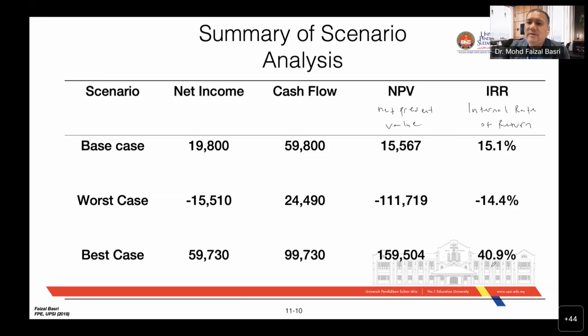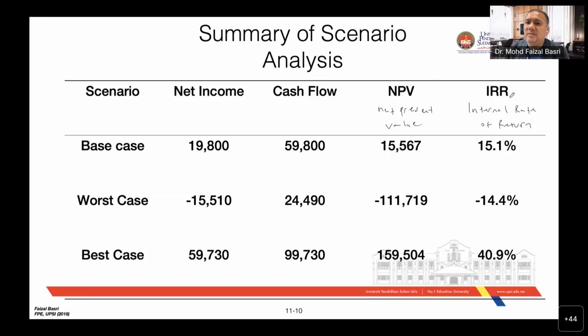Okay, so what can we read here based on our results? Obviously, for NPV, very straightforward. We expect the net present value to be positive. The higher the NPV, the better. So, meaning worst case scenario gives you a negative figure, but both base case and best case scenarios will give you positive values, which indicates a good sign.